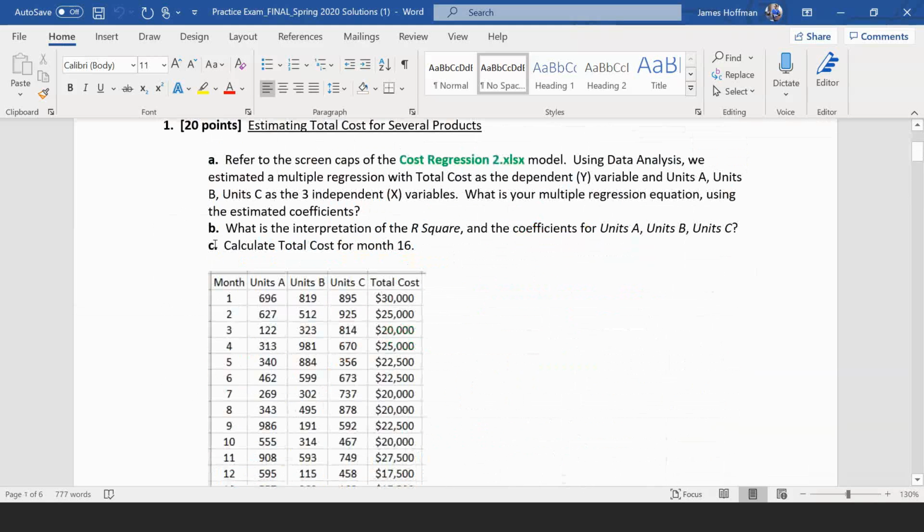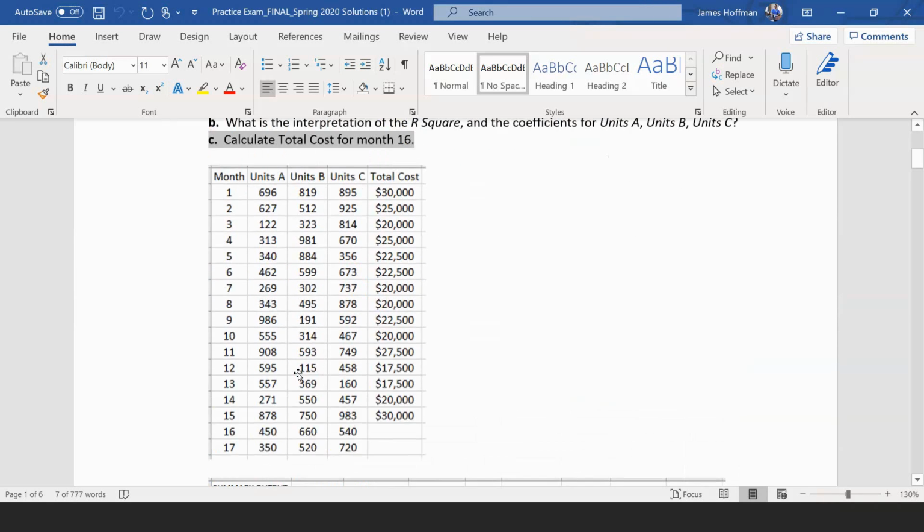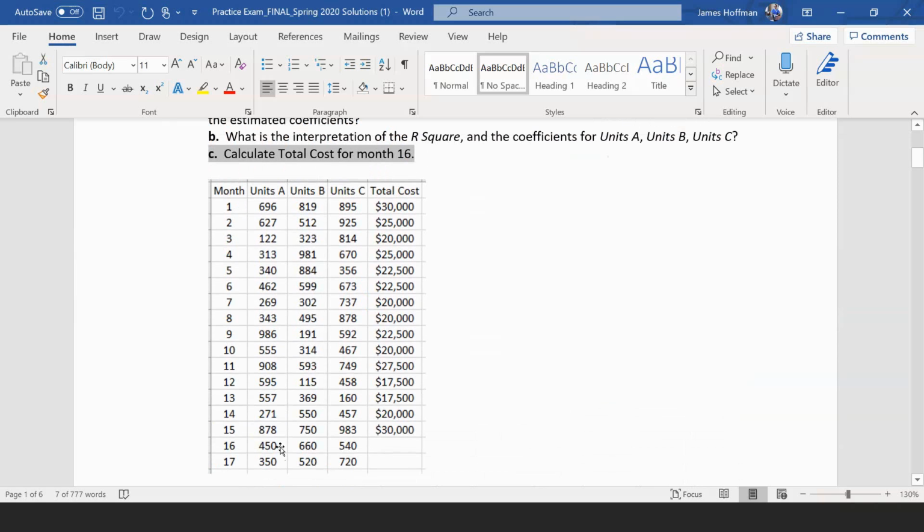All right, last part for number 1, calculate total cost for month 15. So to estimate total cost, we need an estimate or a projection of how many units of each we're going to produce. So in month 16, we think we're going to produce 450 units A, 660 units of B, and 504 units of C.